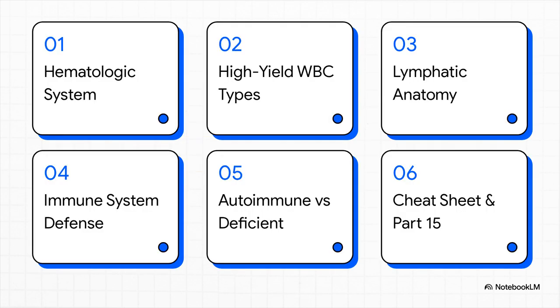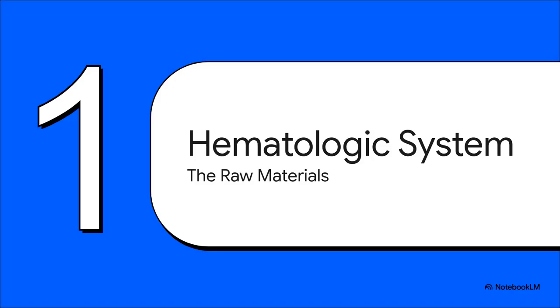All right, here's a quick look at the syllabus for today's 8-minute explainer. We got a lot to cover, from the hematologic system and high-yield WBC types, right into lymphatic anatomy and immune system defense. Then we'll tackle autoimmune versus immunodeficiency, and finally wrap it all up with a cheat sheet and a sneak peek at part 15. Okay, let's dive into this.